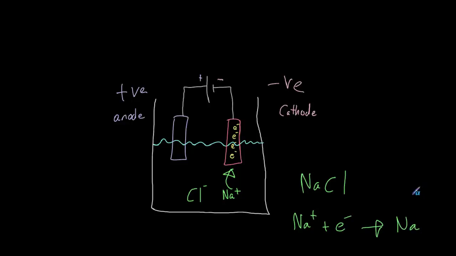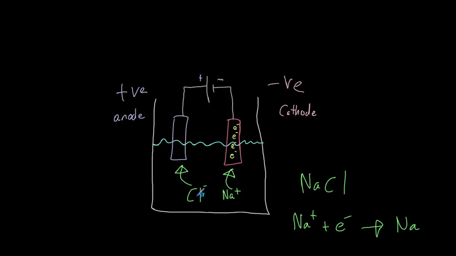Now if this happens with millions and millions of sodium ions, you will get millions and millions of sodium atoms, and that is actually sodium metal. And that is what we are trying to produce. But just for completion, let's have a look at what happens to the chloride. Now the chloride is going to travel towards the positive electrode, or the anode, because chloride ions are negatively charged.